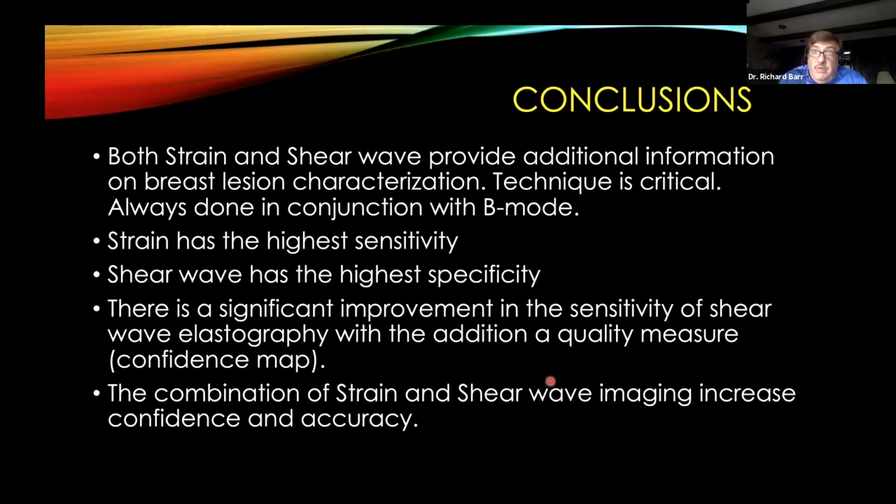So we really do this elastography on every case because we find it very helpful. Strain in our hands has the highest sensitivity because we have those blue cancers in shear wave. Shear wave has the highest specificity because benign lesions are very difficult when they're surrounded by glandular tissue to get a good strain image. And there's significant improvement in the sensitivity of shear wave with the addition of the quality measure or confidence map. And again, the combination of strain and shear wave really increases our confidence and accuracy.